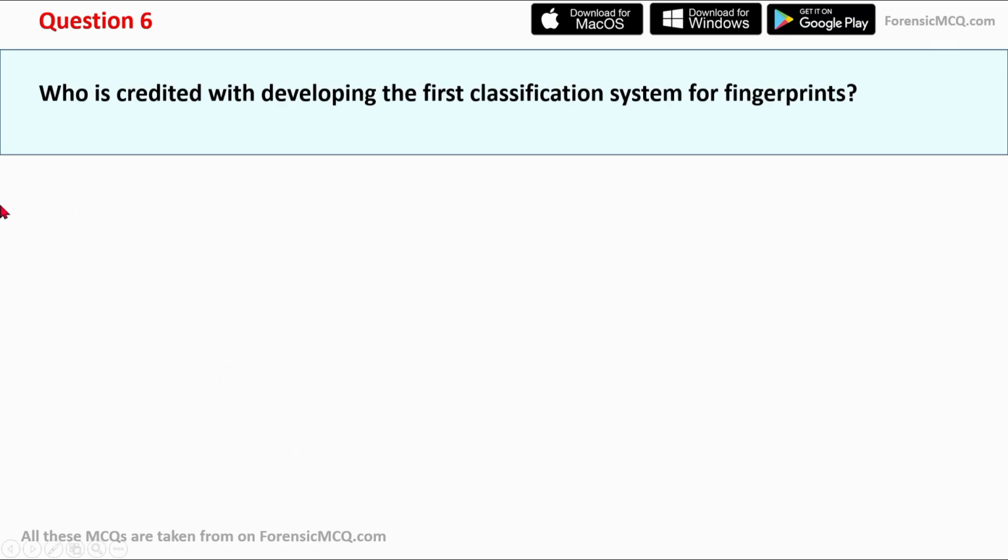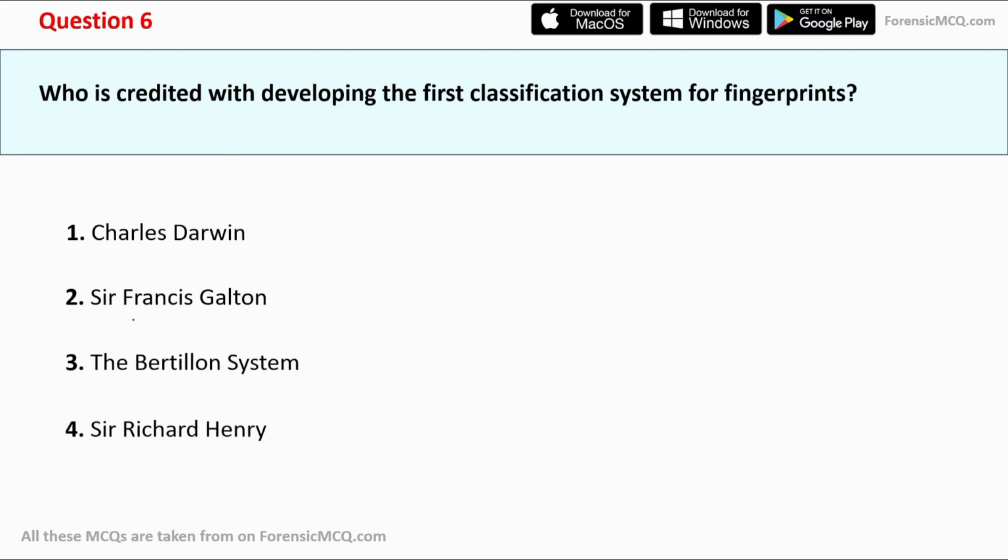Now let's move to question number 6. Who is credited with developing the first classification system for fingerprints? The options are Charles Darwin, second, Sir Francis Galton, third, the Bertillon system, fourth, Sir Richard Henry. So the correct answer is Sir Francis Galton, and you already know Richard Henry developed the Henry classification system, but the first was developed by Sir Francis Galton.